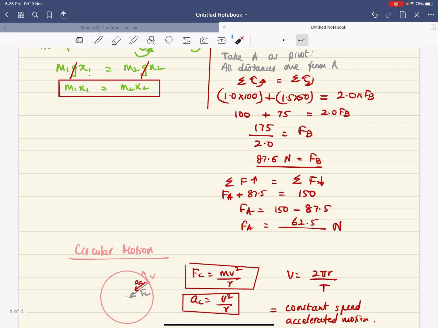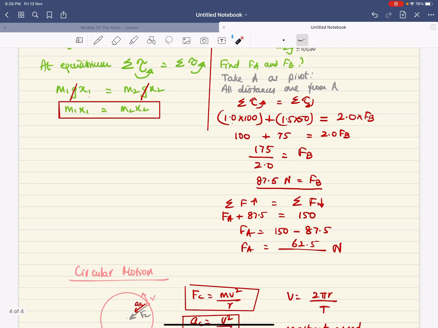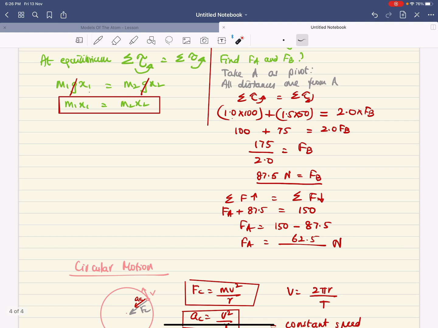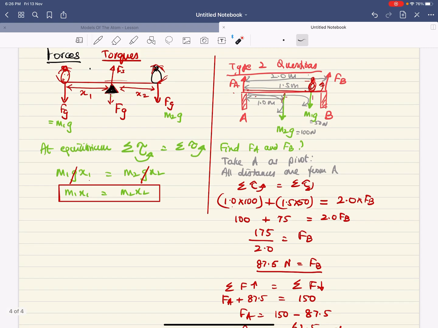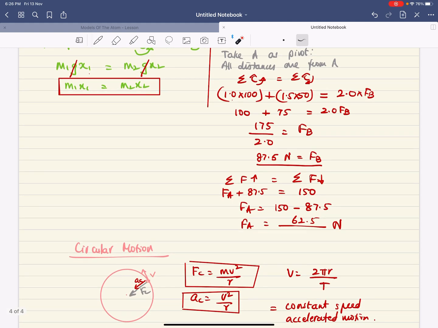So this is the answer for FB. And so what is FA? Total force upwards equals total force downwards. So the total force upwards is FA, which we don't know, plus what we've just found for FB. This one's 100 newtons and that one's 50 newtons. So that's 150 newtons downwards, and that's how you find this.